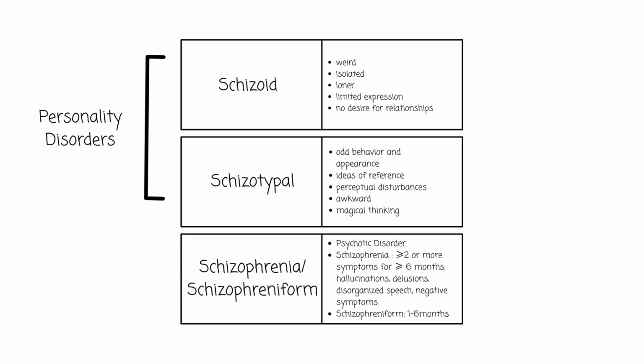Now, the difference between schizophrenia and schizophreniform is that with schizophreniform, these patients present like they're schizophrenic, but the timeline is the big issue. So, schizophreniform will present within 1 month to 6 months, whereas schizophrenia has to be greater than or equal to 6 months. So, if a patient has schizophrenia, but it's caught very early in their diagnosis timeline, it'll be schizophreniform. But if it's greater than or equal to 6 months, it's schizophrenia.